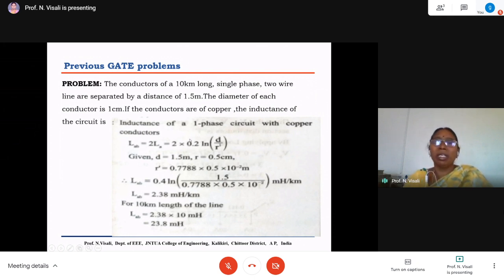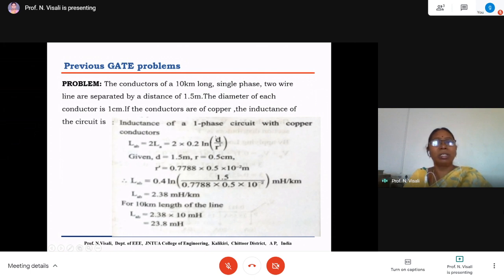So for a single-phase circuit with copper conductors, the inductance is nothing but LAB. They have given a two-wire line, that means two conductors are separated by a distance of D. So that is the formula you have to use. The total inductance is nothing but LA plus LB, the loop inductance. So loop inductance is nothing but 2 into 0.2 ln D by R dash. You can substitute those values. You are going to get loop inductance as 2.38.